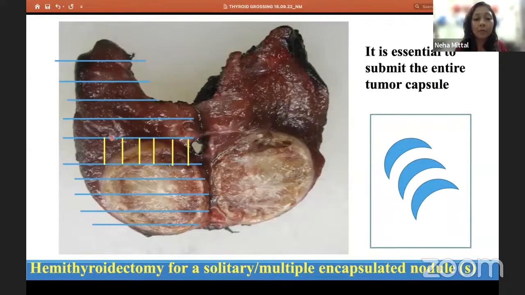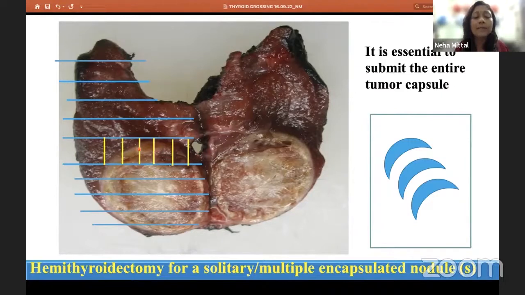However, after doing that, this area, which is the interface, you can see this is a very nice encapsulated lesion, and here the capsule is becoming the thickest. So these areas of the capsule and all the areas of the capsule have to be sampled. I cannot emphasize this enough, that it is essential to submit the entire tumor capsule in an encapsulated lesion. And these areas of thick capsule have to be especially serially sliced at 2 to 3 millimeter intervals, and thin sections of these areas submitted entirely.